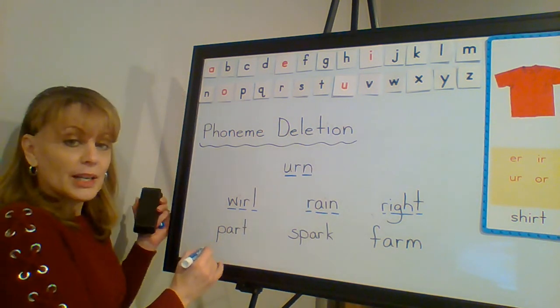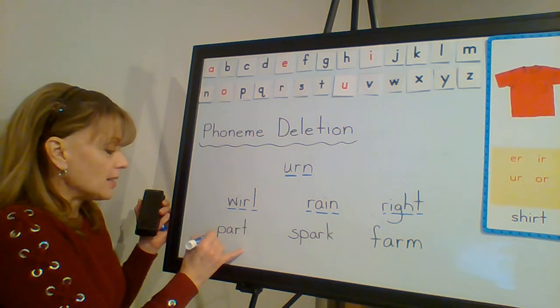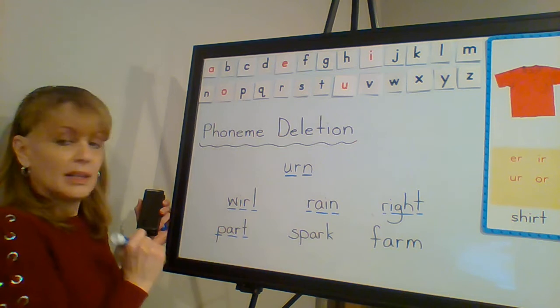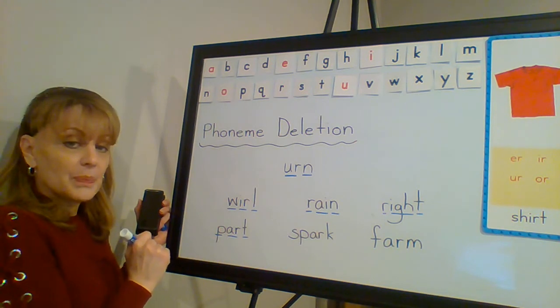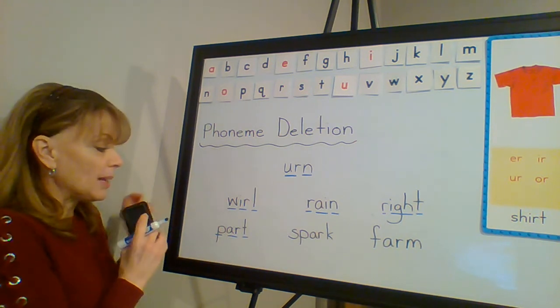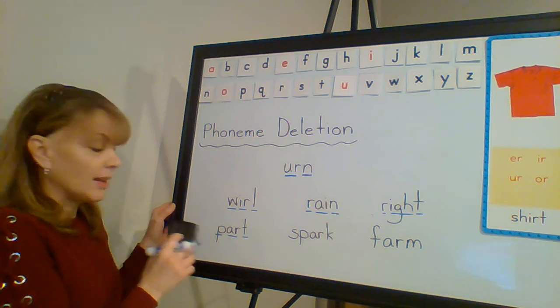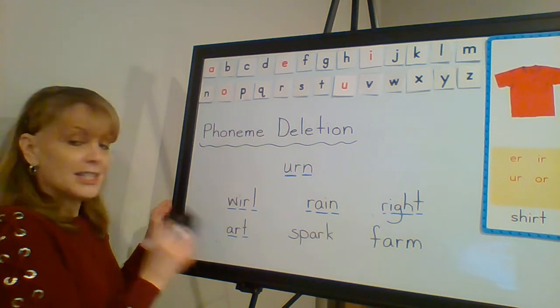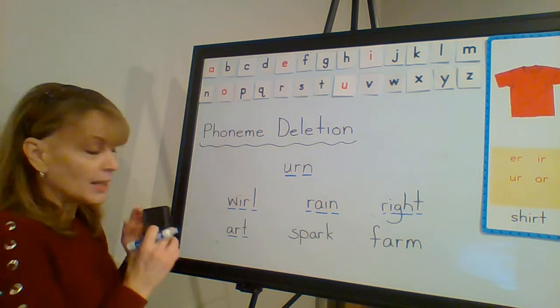The next word is the word part. We have p, ar, t. 3 phonemes. If we take off the initial phoneme, what do we get? Did you say art? Well done.